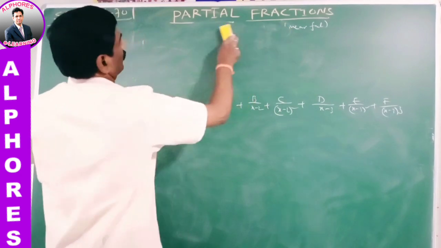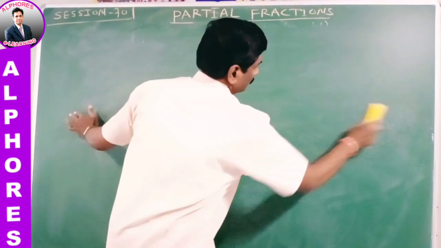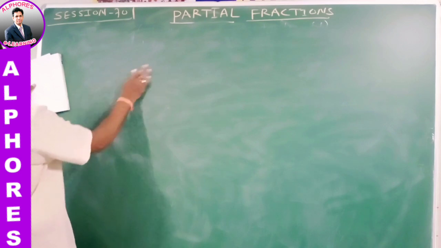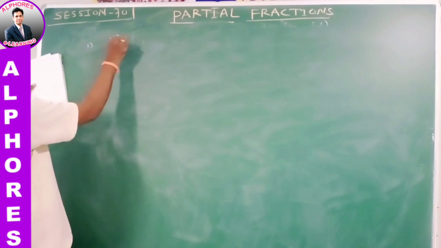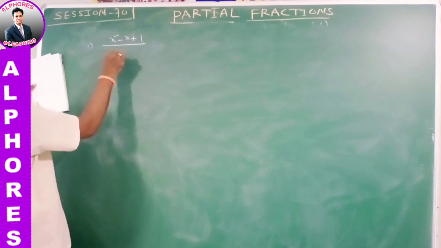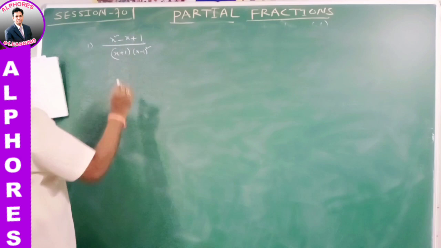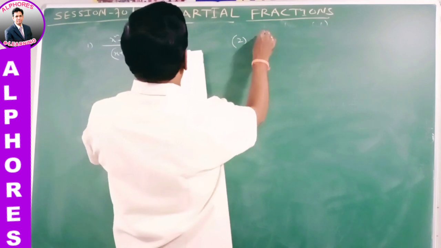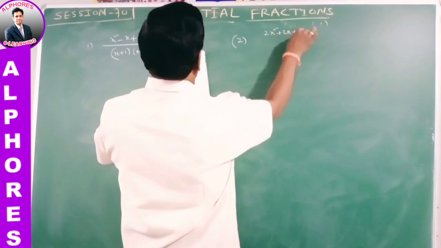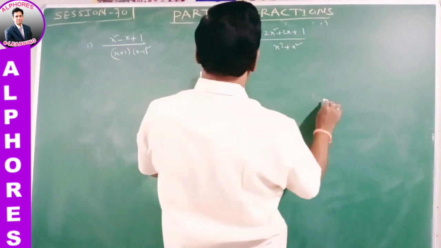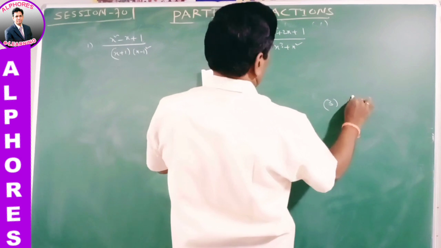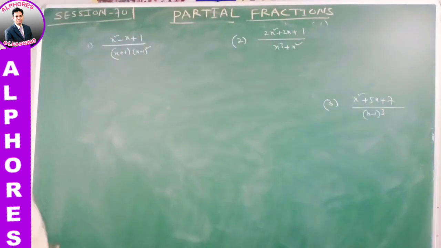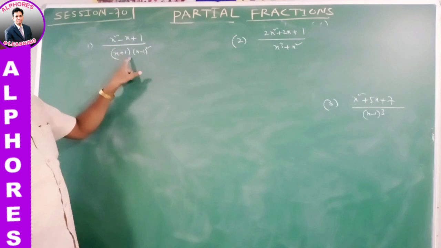Next, write some of the examples. Resolve the first one, x square minus x plus 1 by (x plus 1) into (x minus 1) whole square, into partial fractions.